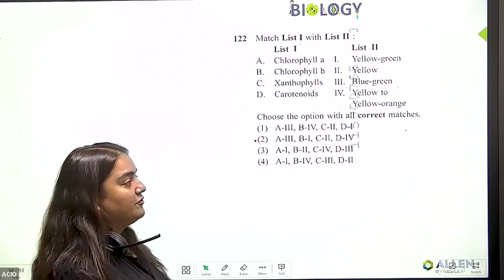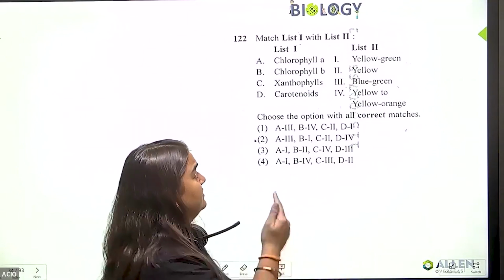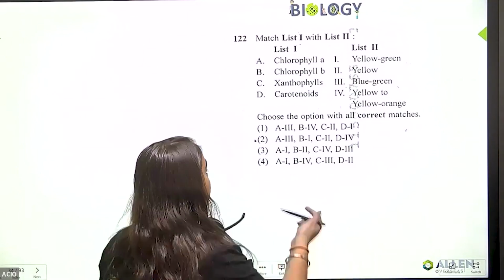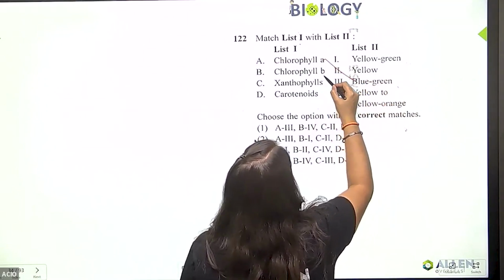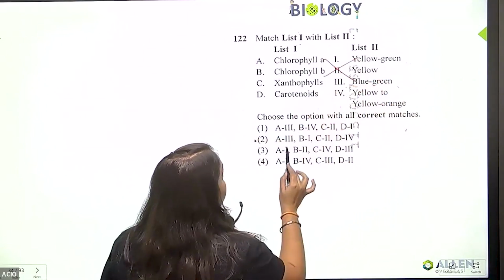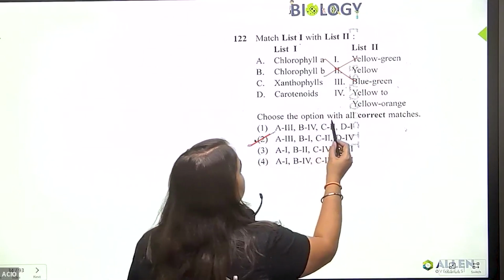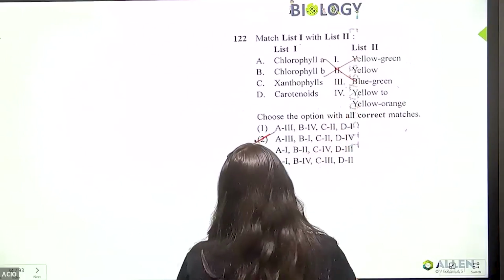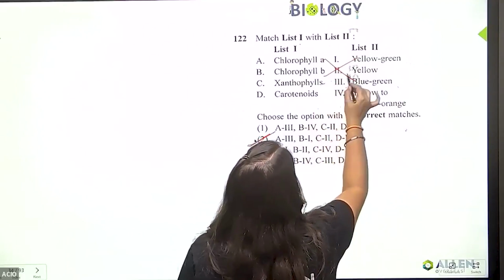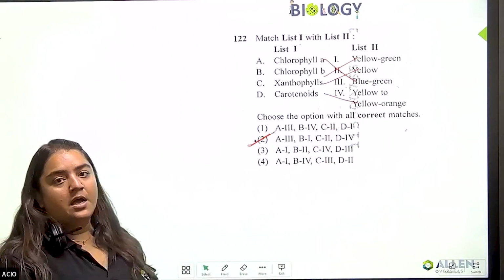Chlorophyll, we have to match the pigments with the respective color. Even if you know one for B, that is yellow green, the answer is sorted for you. Okay. So chlorophyll A is going to give you blue green color. Chlorophyll B gives you yellow green color. So B goes with 1 is only in one option. That is option number 2. Xanthophylls goes with yellow, carotenoids, yellow to orangish in color. So the answer is second.